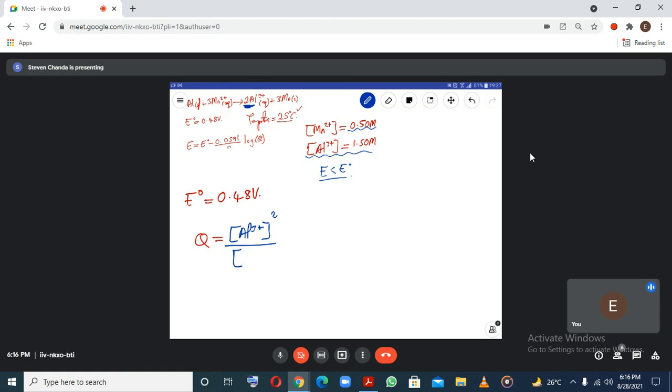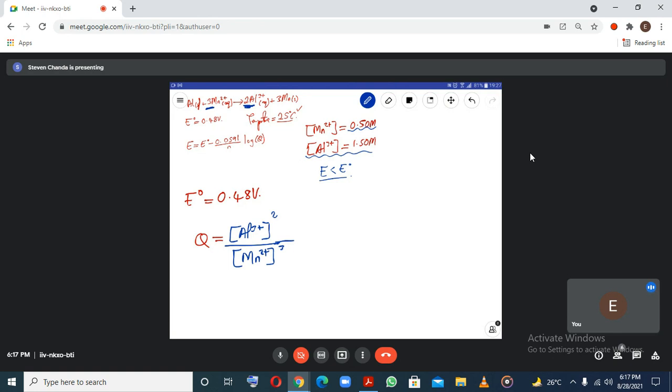Then we go to the reactants and ask which of the two reactants to write. We see that aluminium on the reactant side is a solid. It's not in aqueous solution, so we don't put it in our reaction quotient. Then we go to the manganese ion. It is in aqueous solution, so you write it there. What are we going to put as the superscript? You look at the coefficient here. The coefficient is 3. So you put a 3 there.